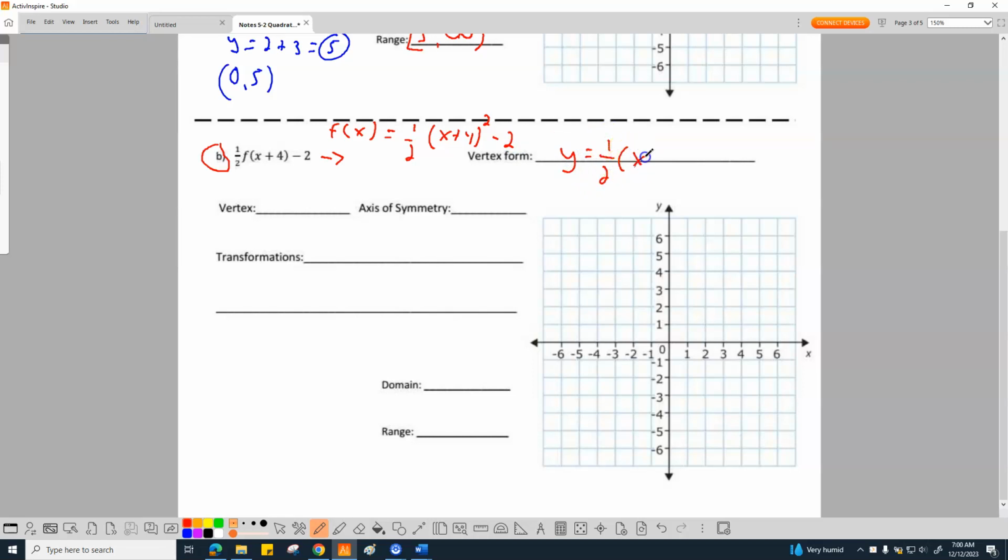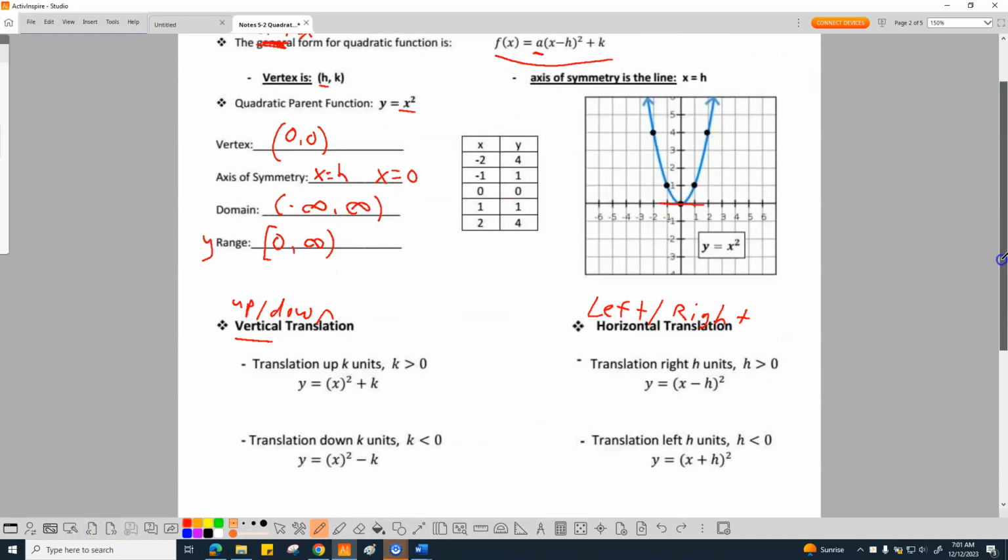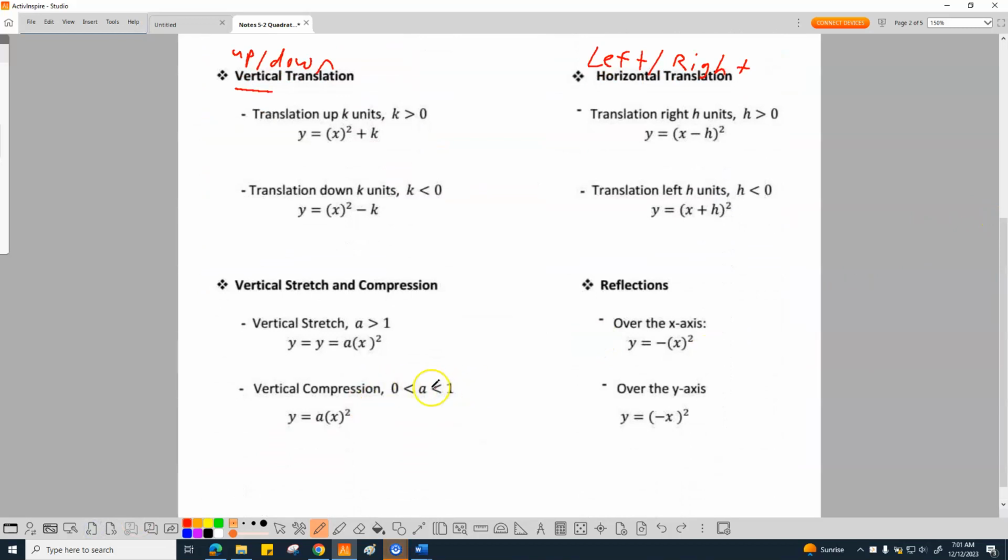So using the same technique that I used on the other problem number 1, I'm going to go ahead and quickly solve this for you. So checking this out, I know that I have a vertex at negative 4, comma negative 2. My axis of symmetry is x equals negative 4. Let's look at my transformations. Let's go look at our notes. What does it say over here? Our note says that when the a is between 0 and 1, a fraction, it's going to be a vertical compression.